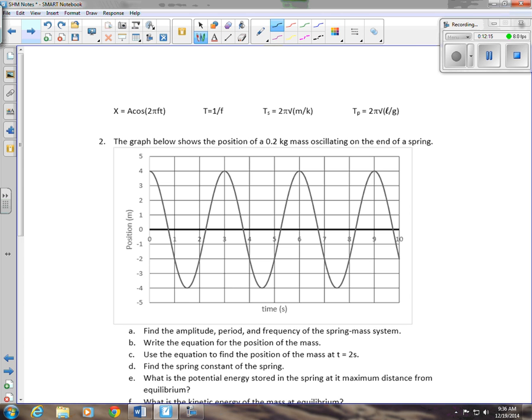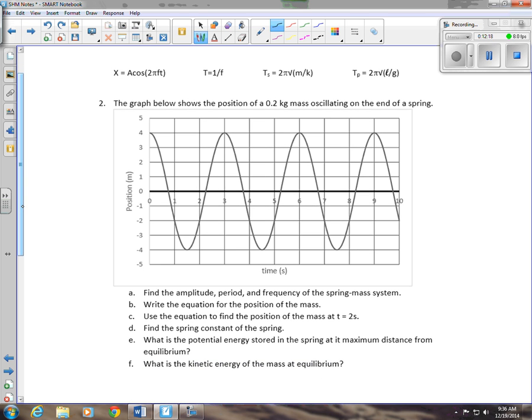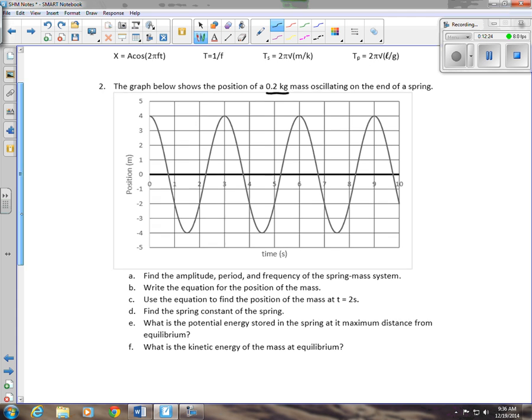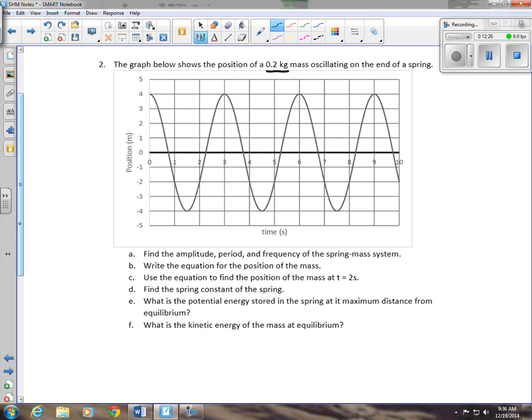Now, the problem at the top of the next page, this time I've given it a graph. It says it's a 2 kilogram mass oscillating up and down. And it says find the amplitude, period, and frequency. So we'll do that up here. The amplitude is how far it is from its equilibrium position. The amplitude is 4 meters. The period is the time it takes to repeat. So it takes 3 seconds for the period. And then the frequency is 1 over the period, so it's 1 over 3 cycles per second.